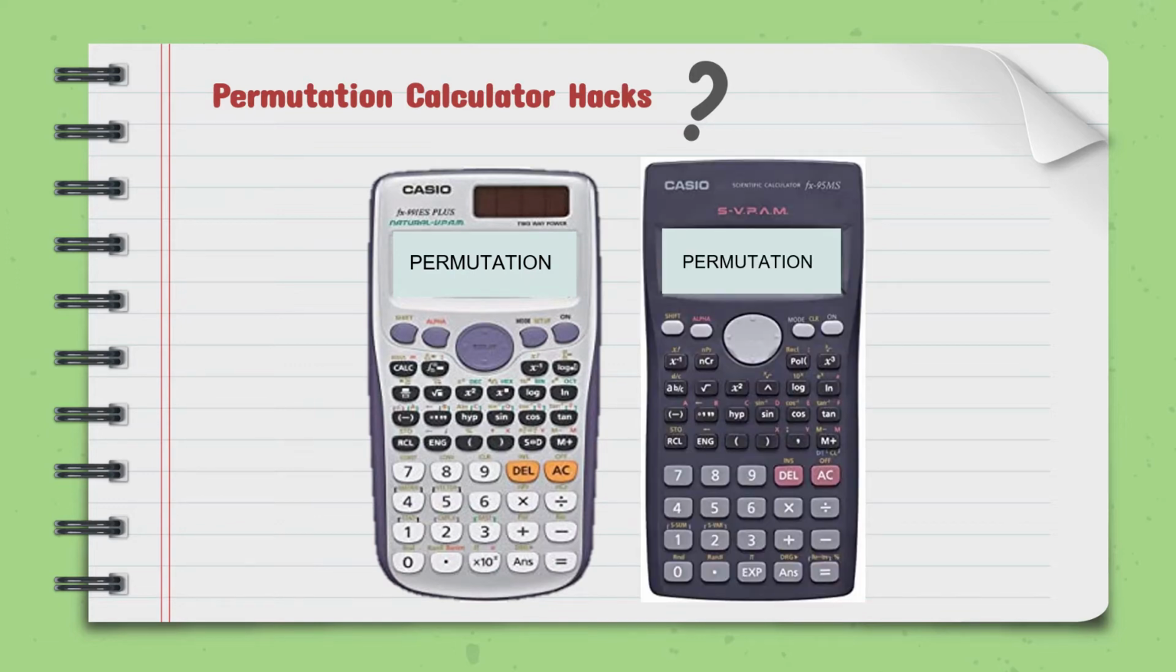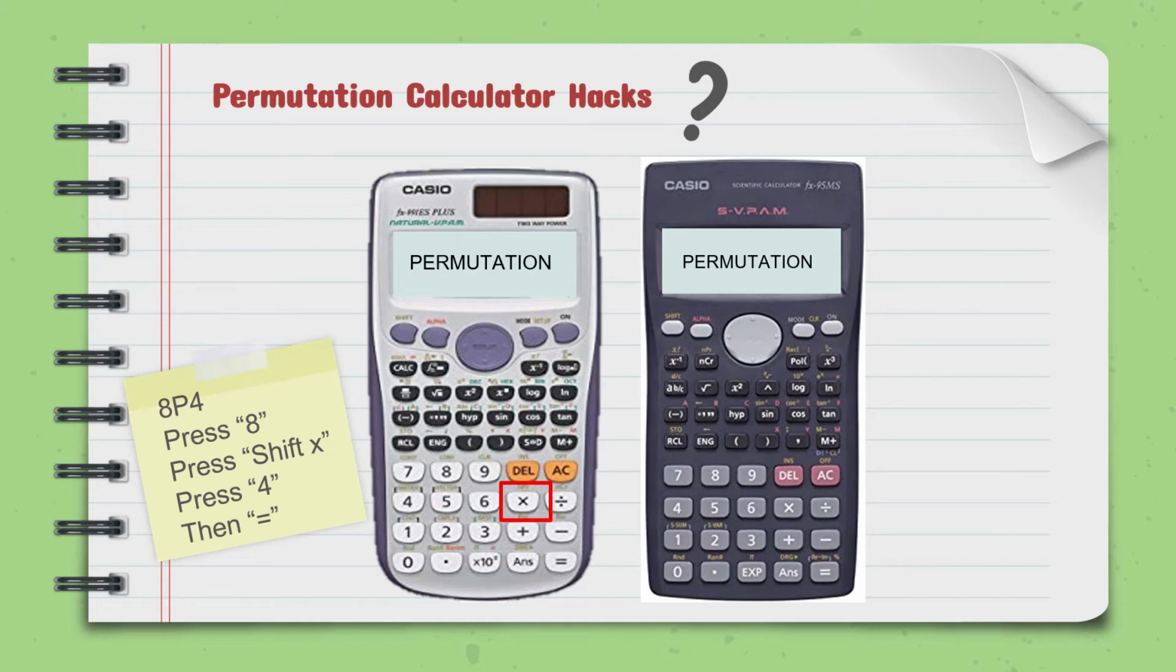If you're using the calculator on the left side of your screen, all you have to do, for example, to get the permutation of 8 taken 4 at a time, or 8P4, is simply press 8, then press shift times, press 4, then equals. Then the calculator will give you the correct answer. However, if you're using the calculator found on the right side of your screen, all you have to do is press 8, press Shift and nPr, press 4, then equals.